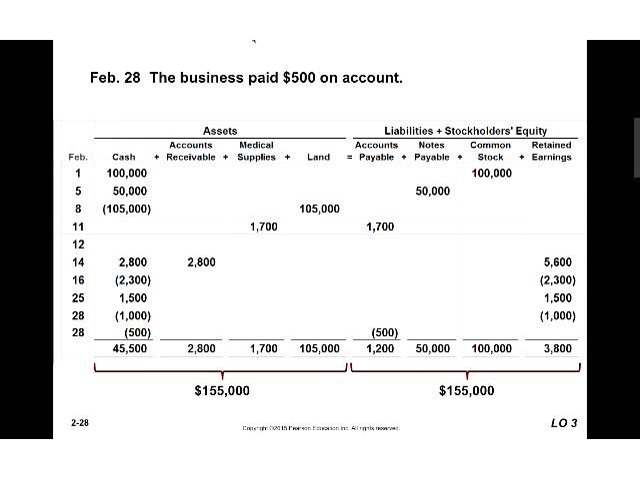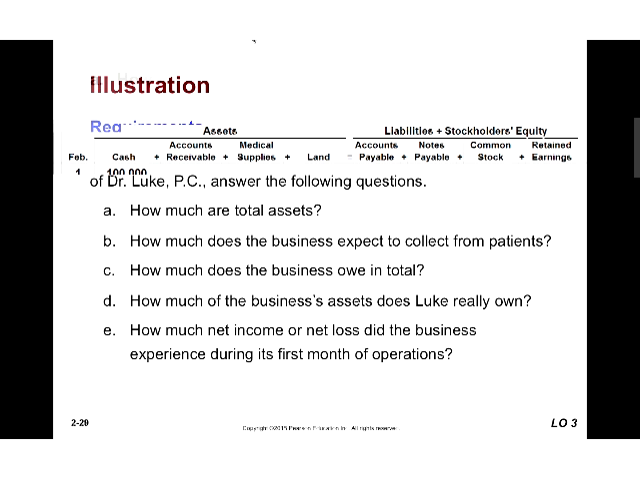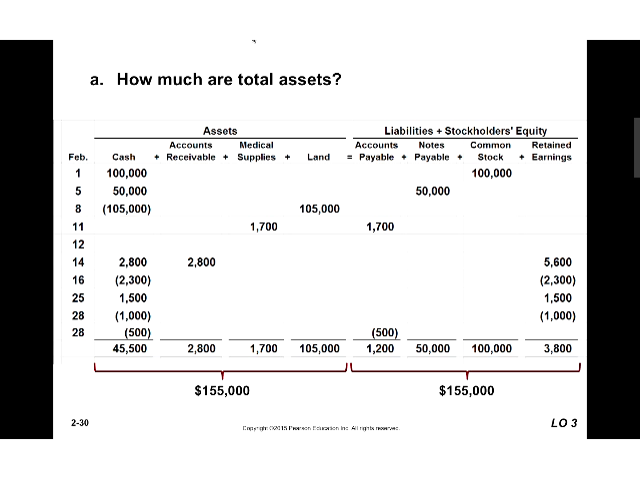So now we're going to answer, if you have the slides, you'll have a list of questions. I'm just showing you that we're going to be answering these questions, but these questions are at the top of every slide I'm going over. So we're answering these 5 questions. The first one is, how much are total assets? You've got that on your sheet.